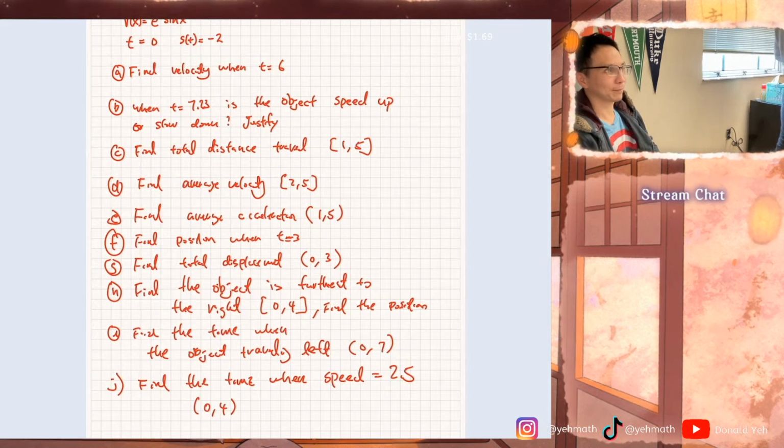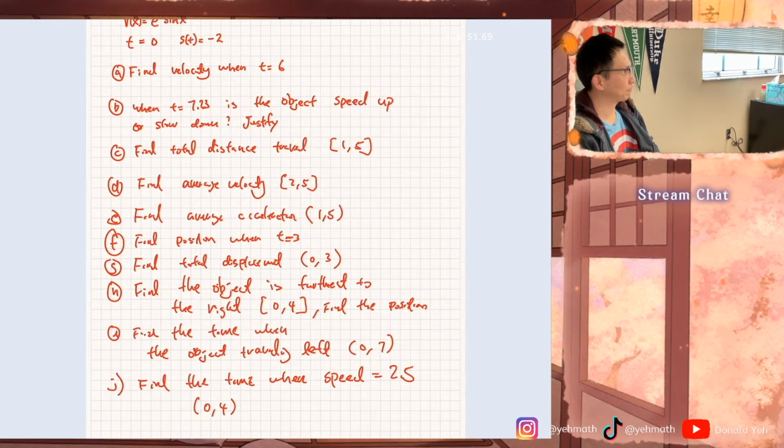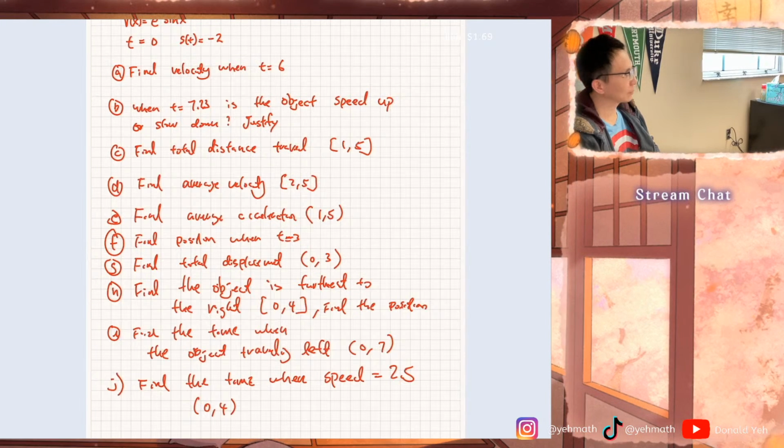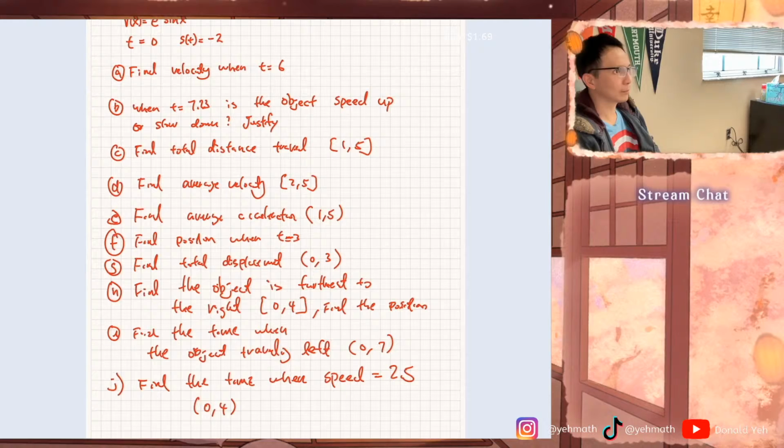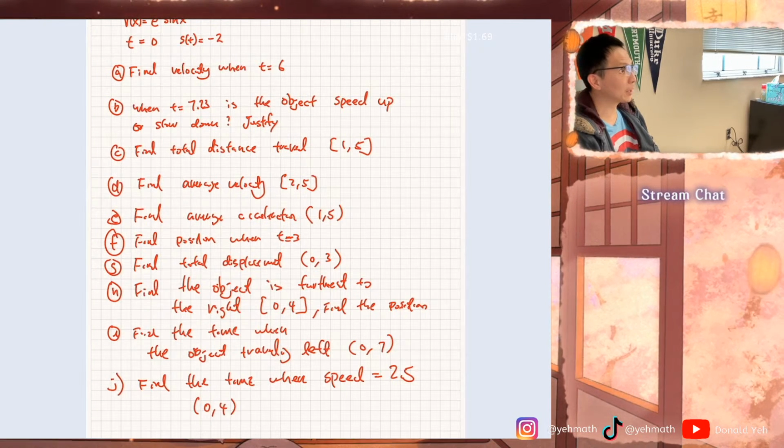Oh, for the last one, isn't it just the absolute value of v of t, and then set it equal to 2.5? But you want to find the time, not v. It's v(t), not x.